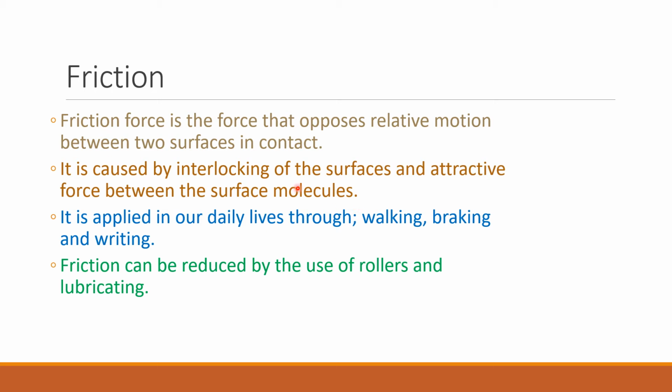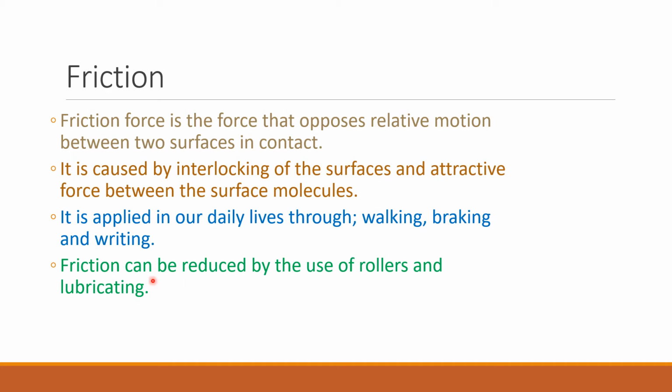Friction is caused by interlocking of surfaces. If a car is moving in front, then it is braked, the surface of the tire will interlock with the surface of the road. In daily lives, we apply friction. For example, we cannot walk without friction, we cannot brake without friction, we cannot write without friction. So if friction was not there, we will not be able to do most of the things that we do in our daily lives.